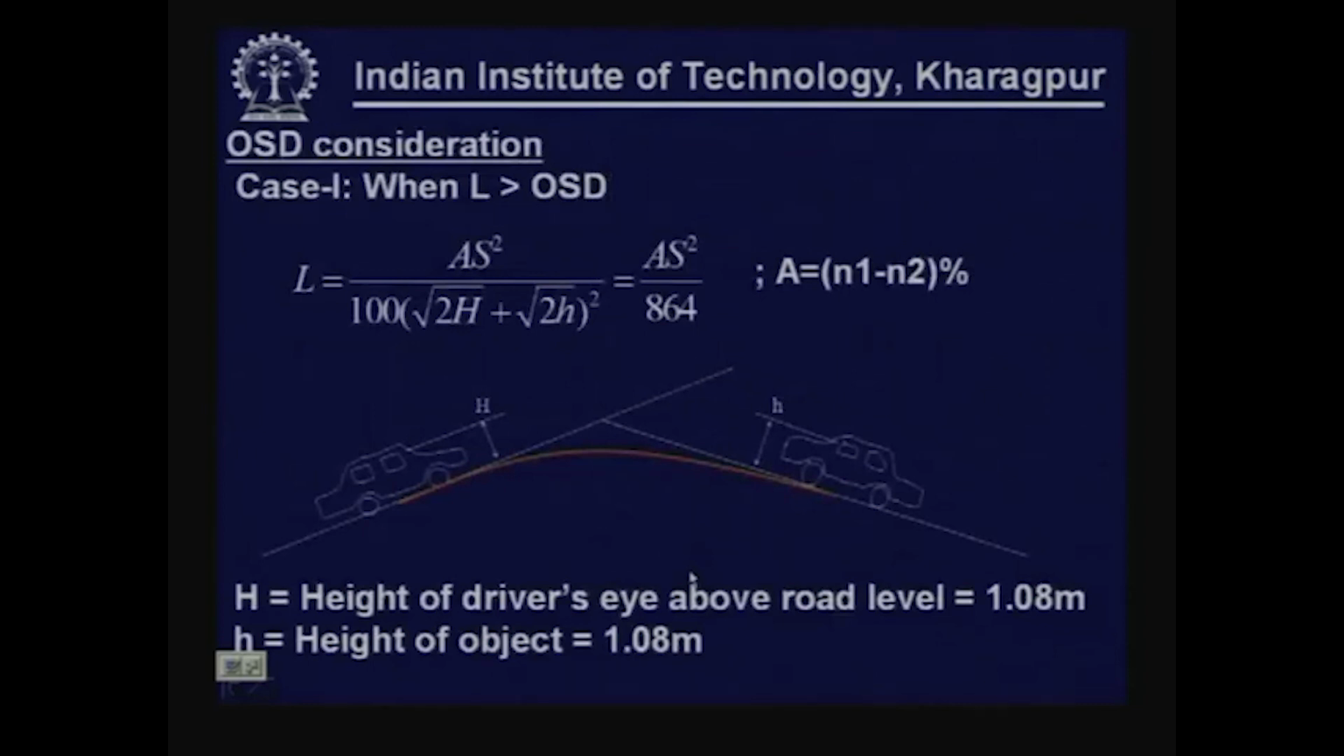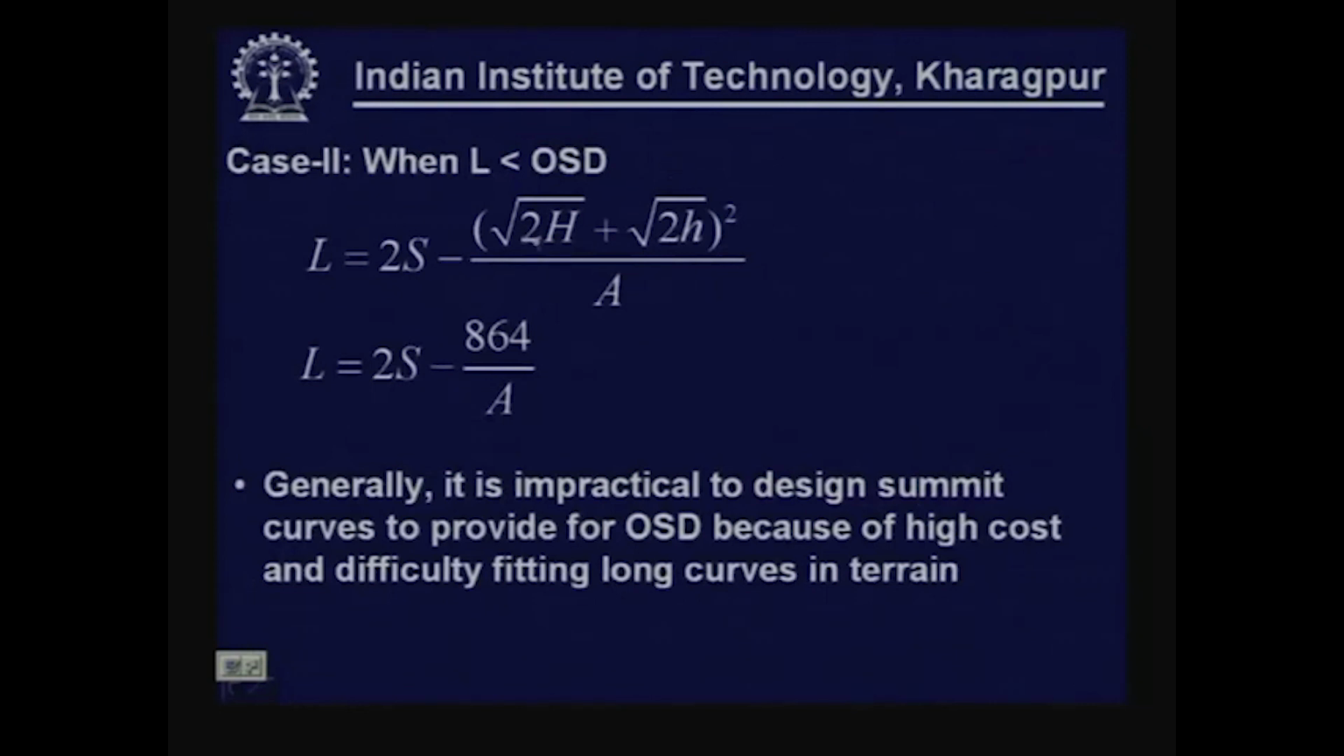Now, coming to OST consideration, again the basic formulation is the same. Only in this case, the height of both capital H and small h should be taken as 1.08. So, appropriately one can get the required length. For L less than OST, again the same basic equation, only capital H and small h are the same here. So, accordingly values are to be provided, but generally it is found that if the length is to be designed to provide adequate overtaking sight distance, the length requirement is much higher.